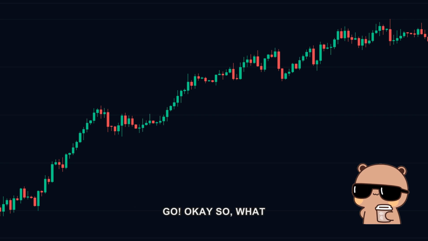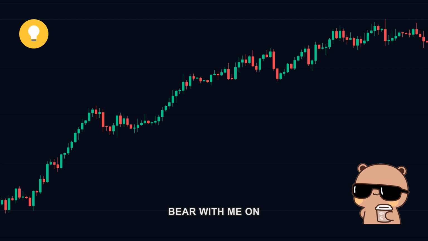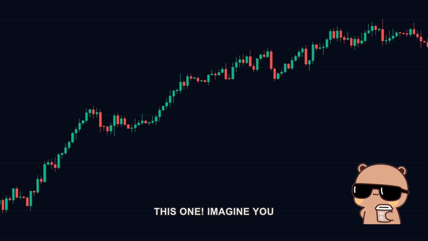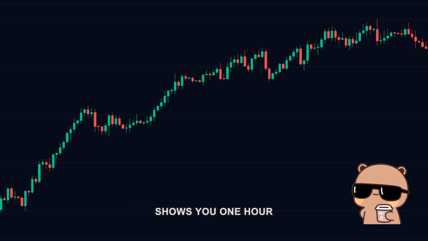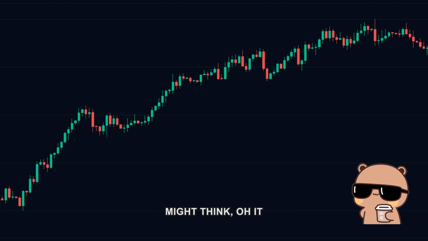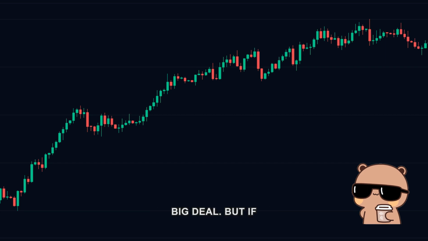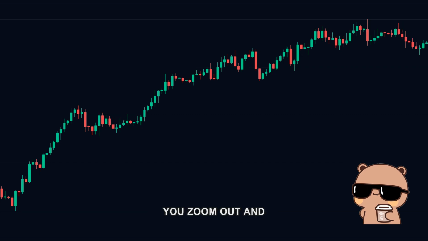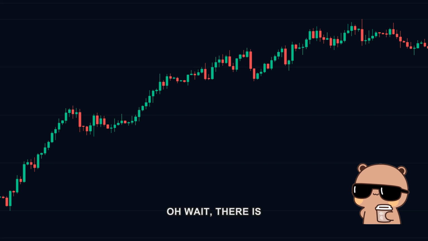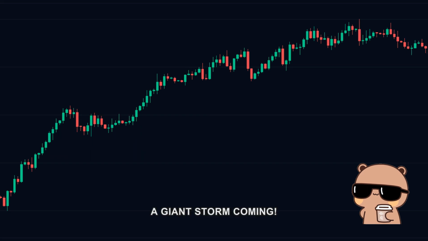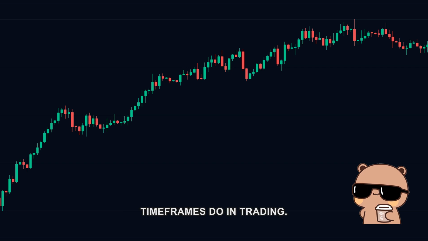Let's go. Okay, so what even is a time frame? Bear with me on this one. Imagine you are trying to understand the weather. If someone shows you 1 hour of weather data, you might think, oh, it is just a little cloudy right now, no big deal. But if you zoom out and look at the whole week, suddenly you realize, oh, wait, there is a giant storm coming. That is exactly what time frames do in trading.